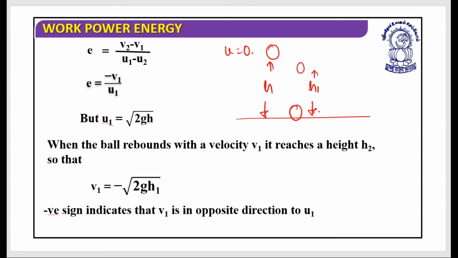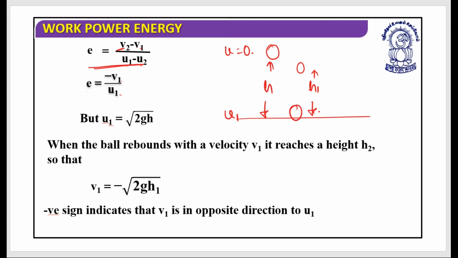So this was the situation. Then I can write, coefficient of restitution e could be written as v2 minus v1 divided by u1 minus u2. Initially it has been 0, so e is equals to minus of v1 divided by u1. This was the u1.